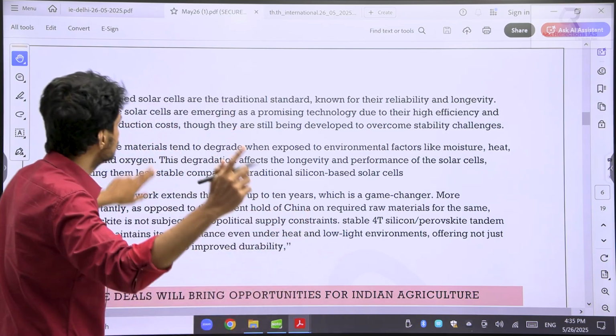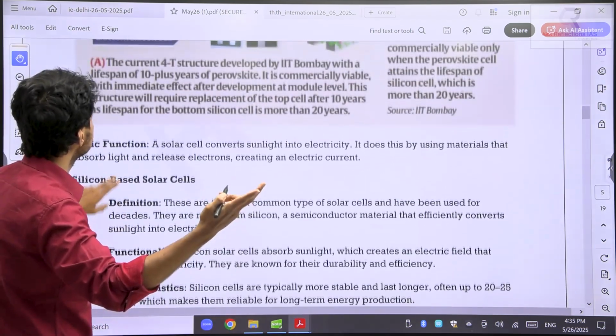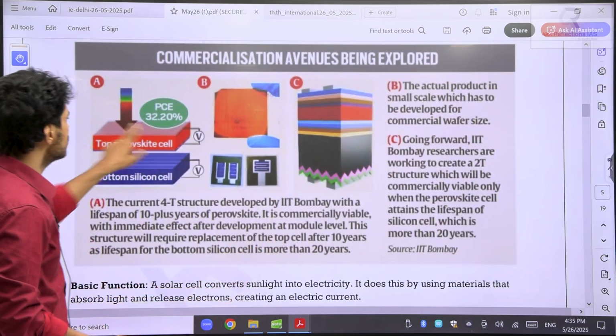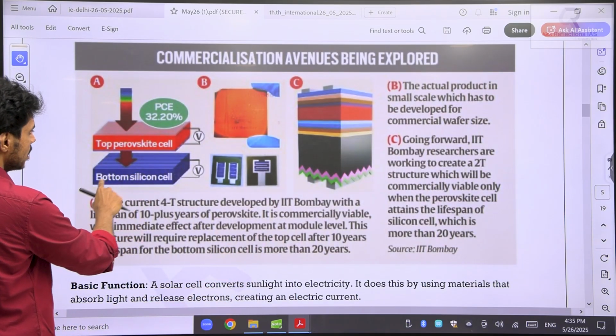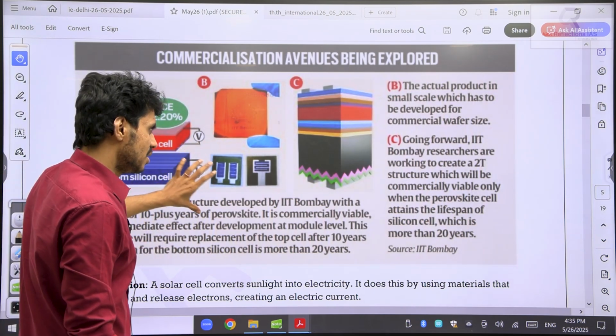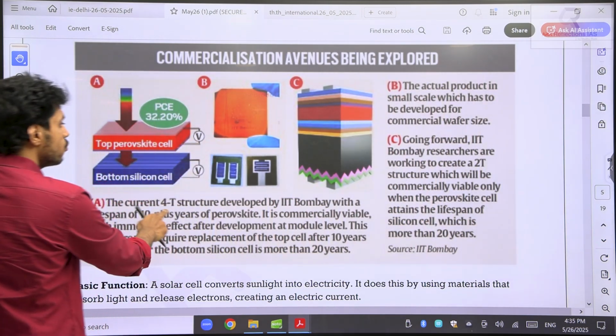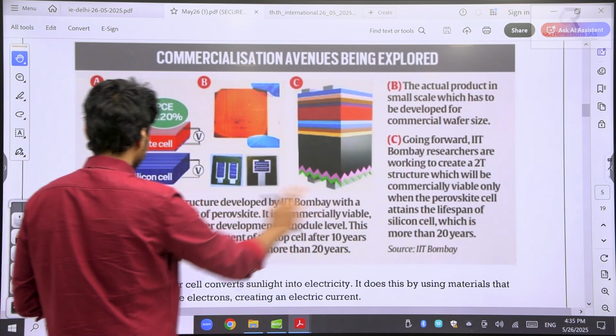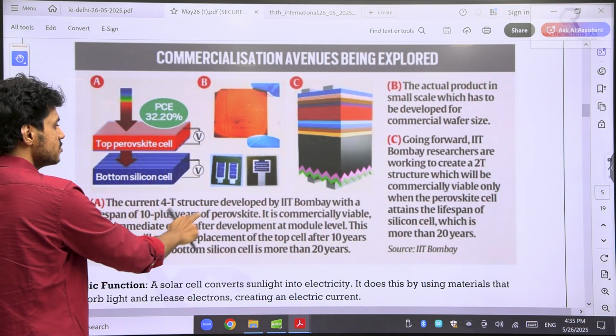So that's how they have used 2 layers. In the 2 layers, they are using both things. See, top layer, this perovskite cell, and the bottom layer, silicon cell. This is what they are trying to develop. Okay, this is the current 4T structure developed by the IIT Bombay with a lifespan of 10 plus years.